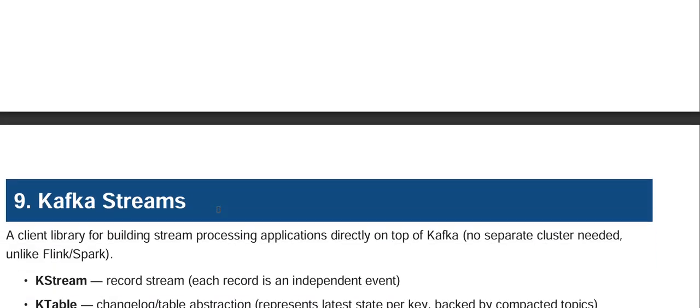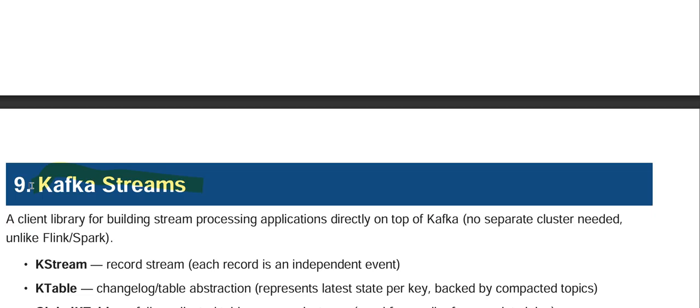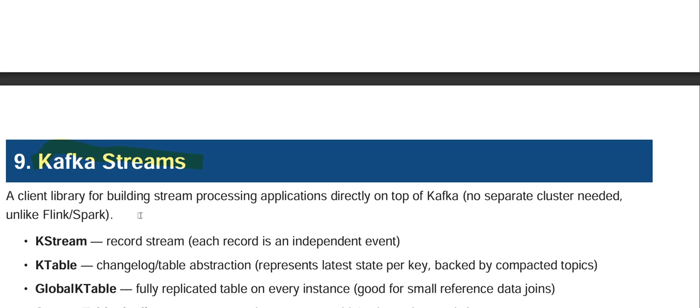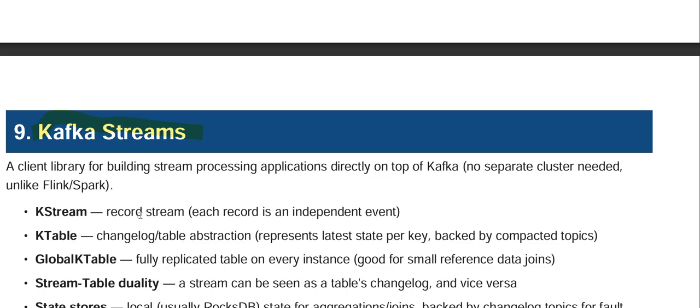Okay, so the next topic is Kafka Streams, which is the most important for a streaming platform that has a lot of records and lots of data. At that time we use Kafka Streams, a client library for building stream processing applications directly on top of Kafka. No separate cluster is needed, unlike Flink or Spark, basically. KStream treats each record as an independent event. KTable is a changelog, an abstract representation of the latest state per key.